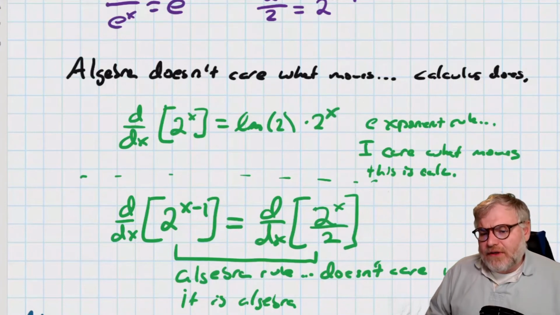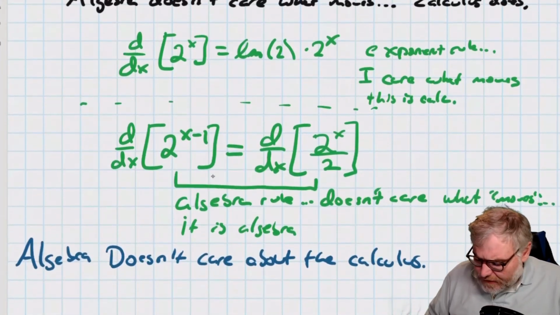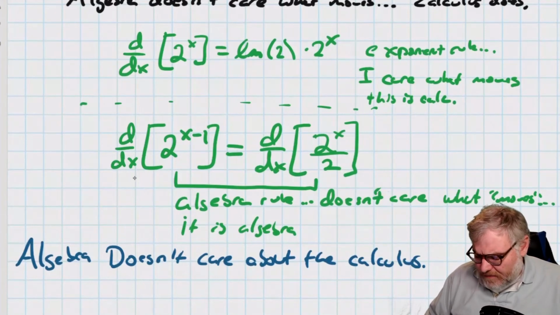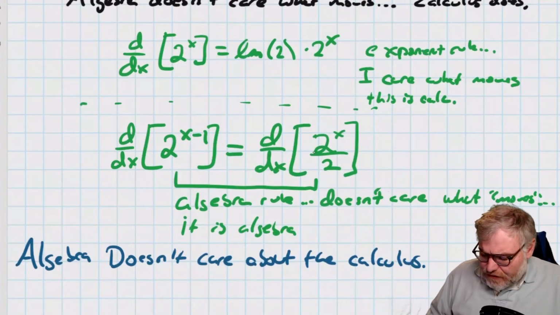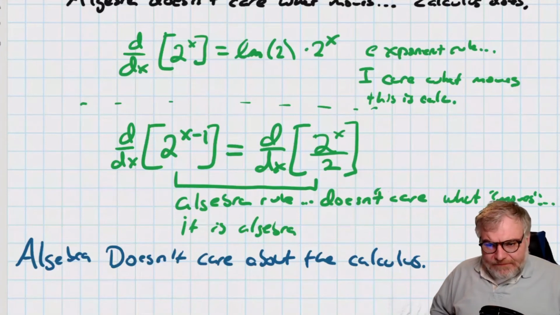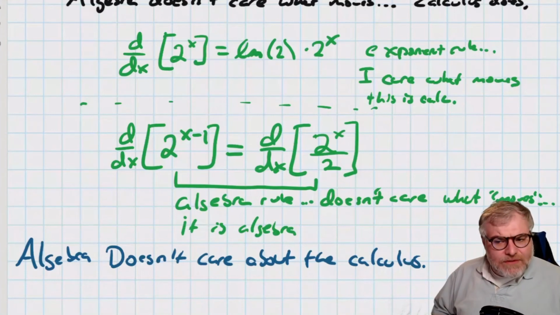I care about what moves. That's the exponent rule. But again, I've got algebra here. So if I want to convert 2 to the x minus 1, the derivative with respect to x equals the derivative with respect to x of 2 to the x over 2. Again, the algebra doesn't care. Algebra doesn't care about the calculus. It doesn't care what moves and what doesn't.